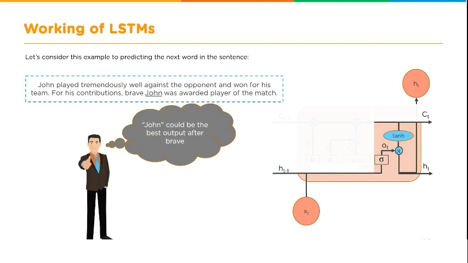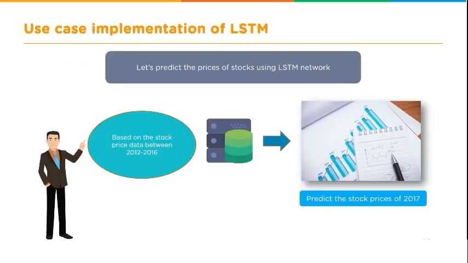And then of course we jump into my favorite part, the case study. Use case implementation of LSTM. Let's predict the prices of stocks using the LSTM network. Based on the stock price data between 2012 and 2016, we're going to try to predict the stock prices of 2017. And this will be a narrow set of data. We're not going to do the whole stock market.